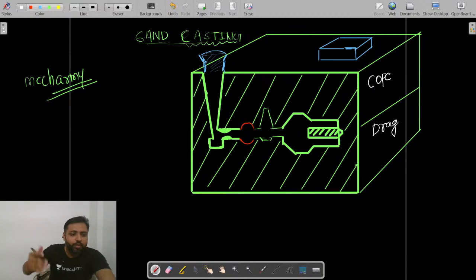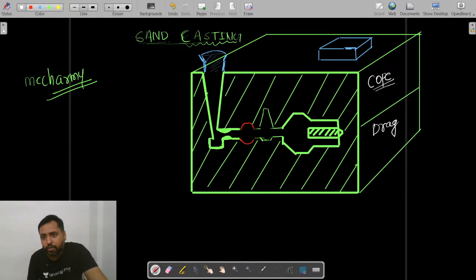If suppose the molding flask is made into three pieces. Yes, this is the first lecture, Ankaj. So this is cope, this is drag. If it is made in three pieces, and sometimes you need to make it into three pieces.